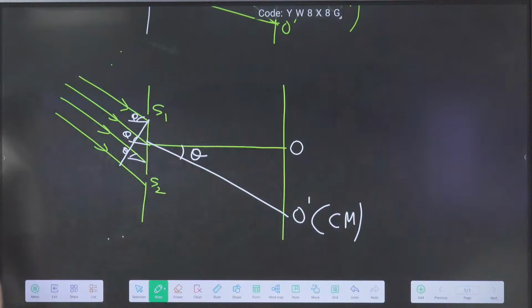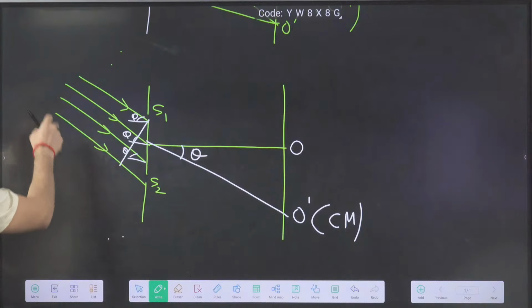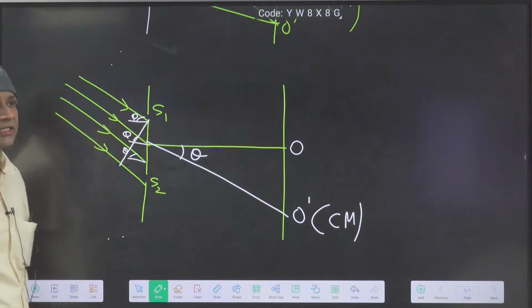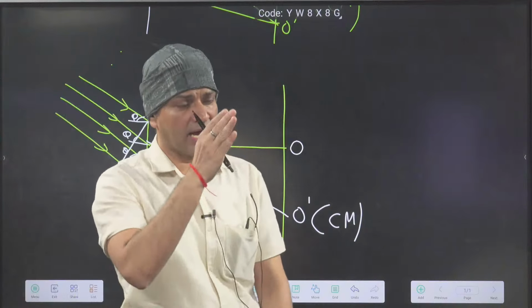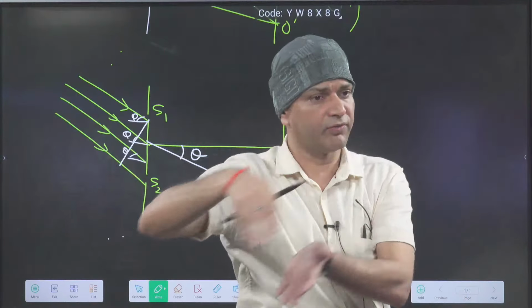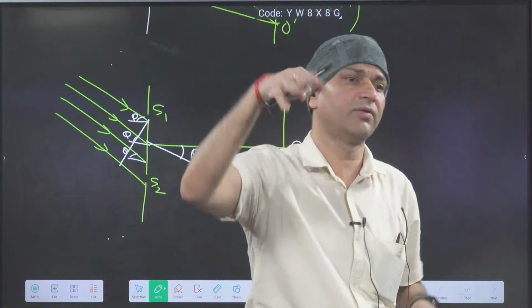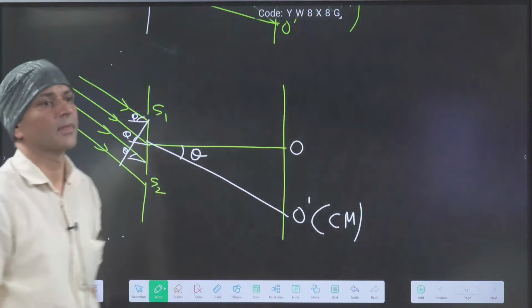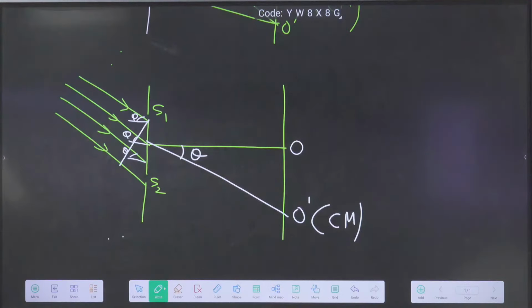O dash is the central maxima. Everybody got it? At what angle the parallel beam of light falls on the plane of the screen, at the same angle the central maxima will shift. If it is falling this way, it will shift below. If it is falling this way, it will shift above. Everybody got it?